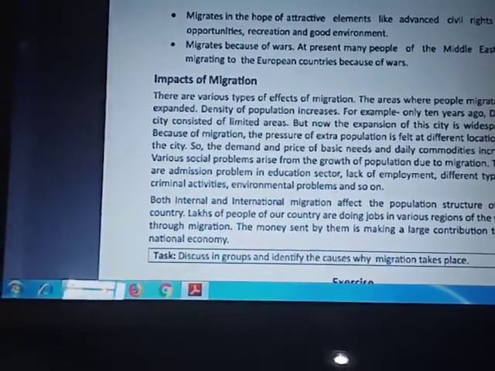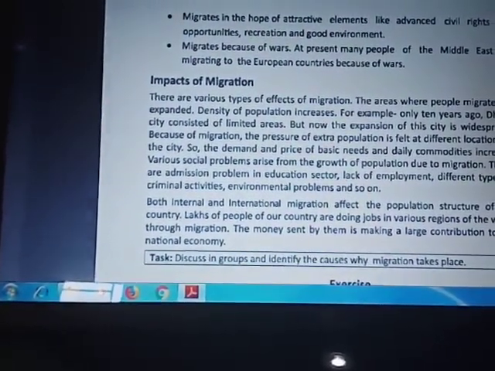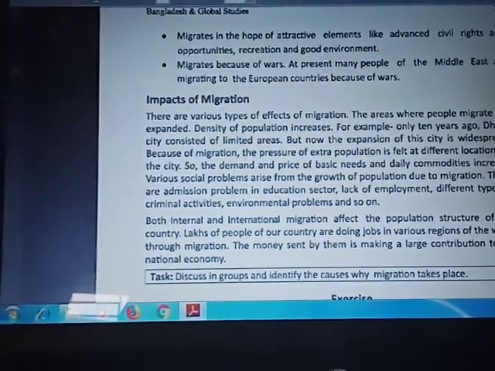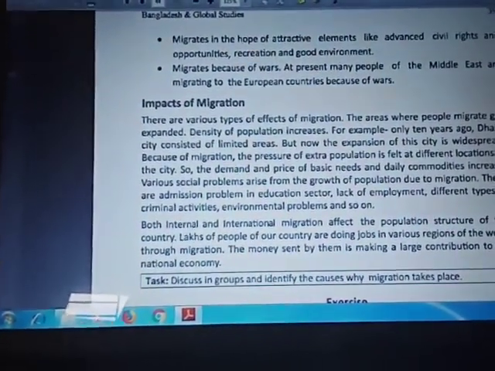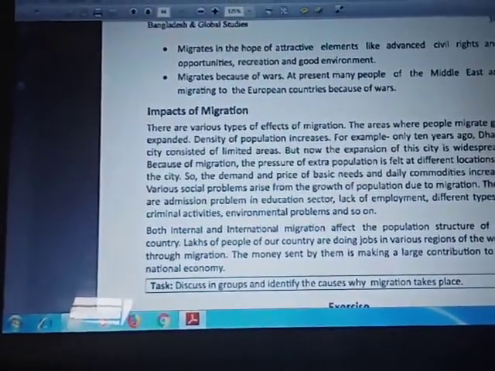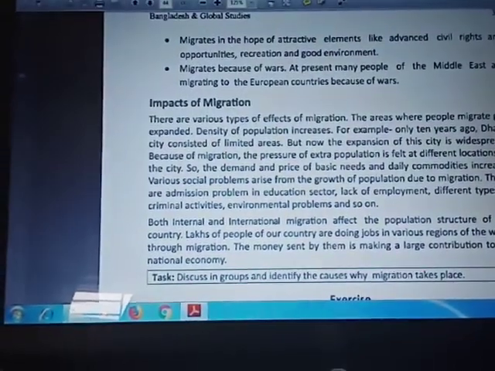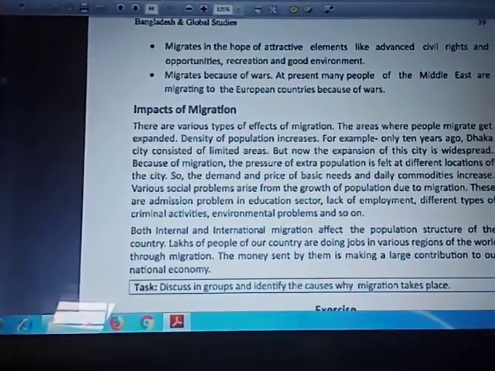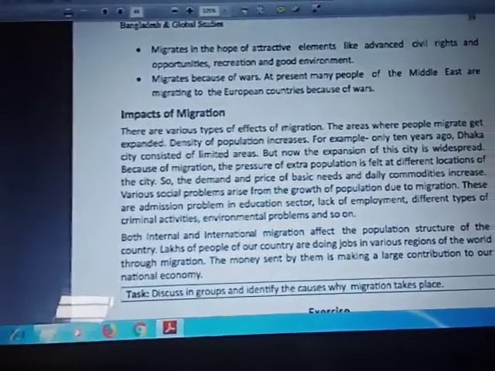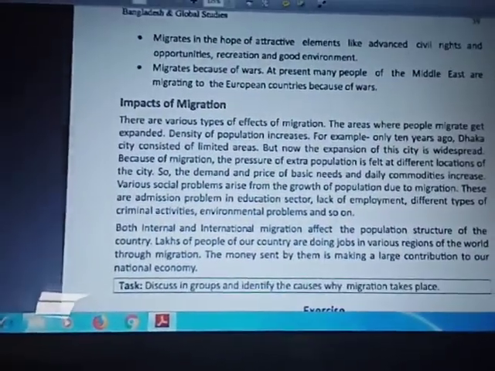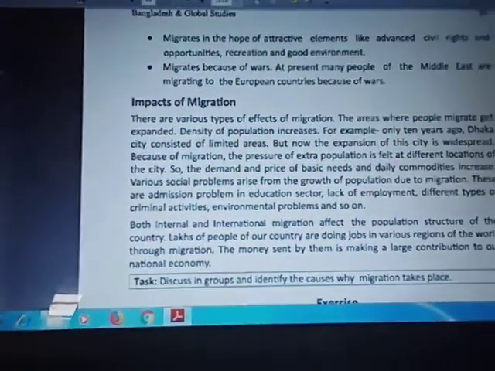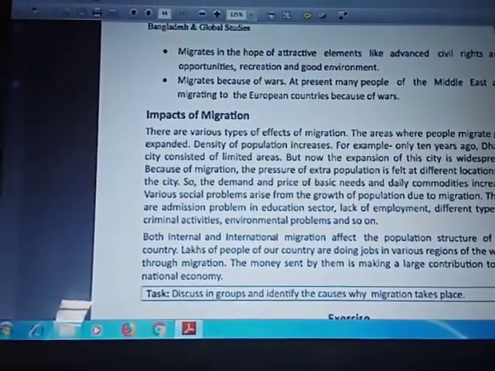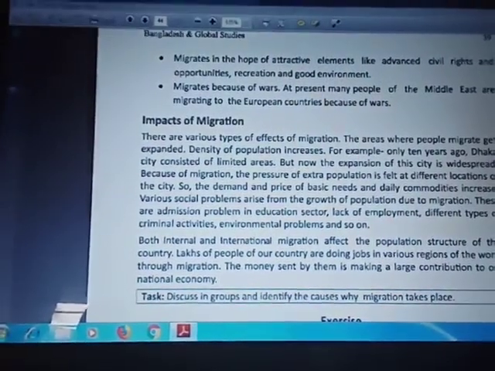and 16 crores, and a city cannot take the load of high density or overpopulation. And because of the overpopulation, we lost our land, and we have to set up building accommodation for the overpopulation. Because of migration, the pressure of extra population is felt at different locations of the cities, and we filled our water bodies with soil for the overpopulation accommodation.